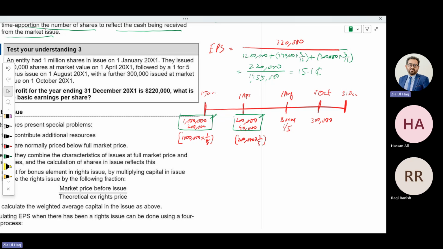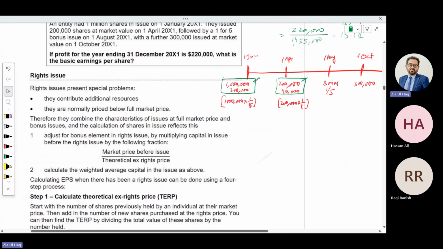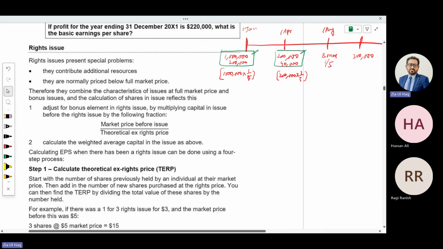So we have considered the effect on EPS if there are cash shares during the year, and the effect on EPS if there is a bonus issue during the year. Now we are going to study if there is a rights issue during the year. What is meant by a rights issue?